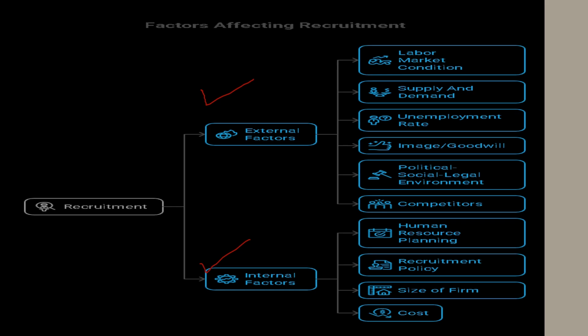In external factors, we have labor market conditions, supply and demand, unemployment rate, image or goodwill, political, social, legal and environmental factors, and competitors. These are the external factors which affect the recruitment process. Human resource planning, recruitment policy, size of the firm and cost are the internal factors which affect the recruitment process. Let us discuss all these factors one by one in detail.